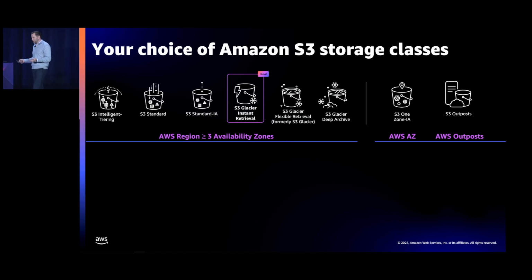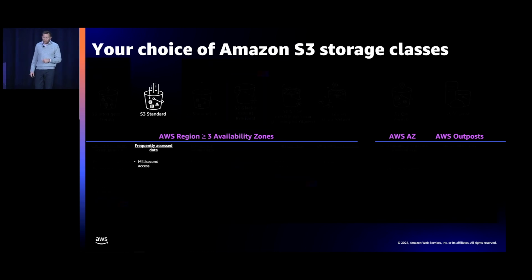So to start, let's say that you had a streaming application where you're using S3 as your origin and you're distributing to users around the world. The data is frequently accessed by users around the world. So if you know your data is active and frequently accessed, S3 Standard is the best choice. It's designed for 99.99% availability and millisecond access.